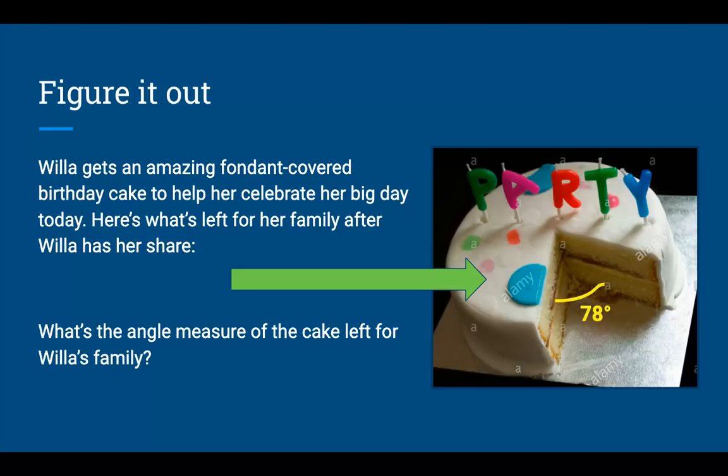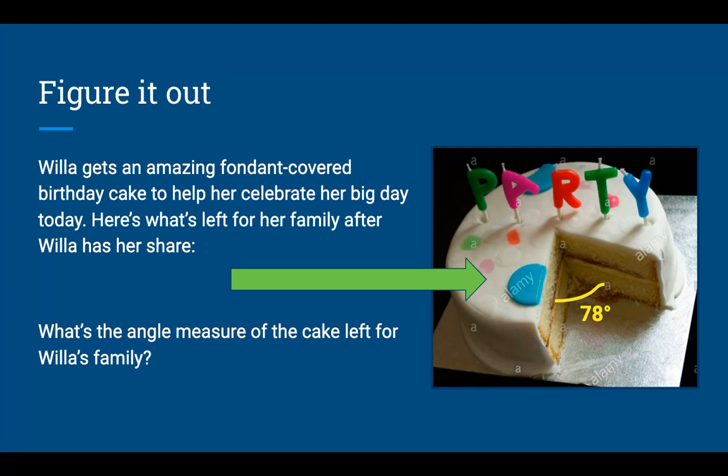Figure it out. Happy birthday, Willa Sulfrian. It is your birthday. And we've heard a rumor that you got a pretty amazing birthday cake. In this figure it out problem, Willa gets an amazing fondant covered birthday cake to help her celebrate her big day today. Here's what's left for her family after Willa has her share. So you see here in the image that Willa has eaten 78 degrees worth of cake. Good work, Willa. What is the angle measure of the cake left for Willa's family?